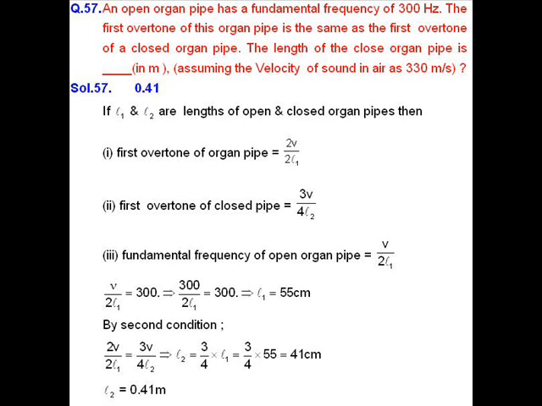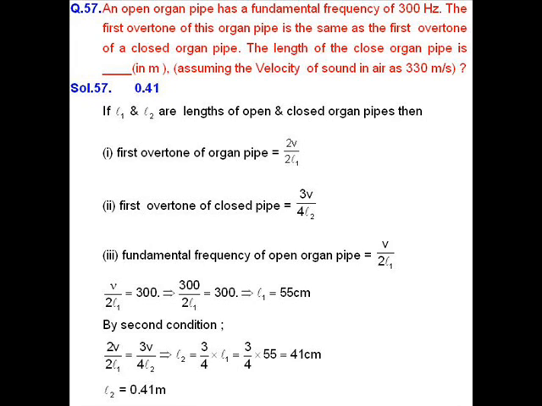Question number 57. An open organ pipe has a fundamental frequency of 300 Hz. The first overtone of this organ pipe is the same as the first overtone of a closed organ pipe. Then we have to find out the length of the closed organ pipe in meter.